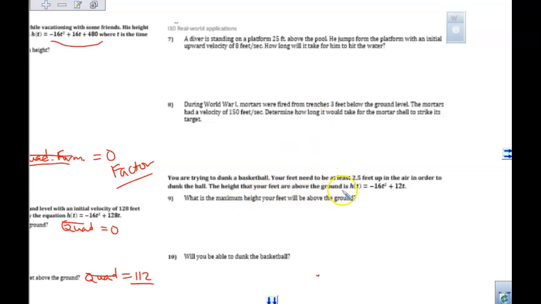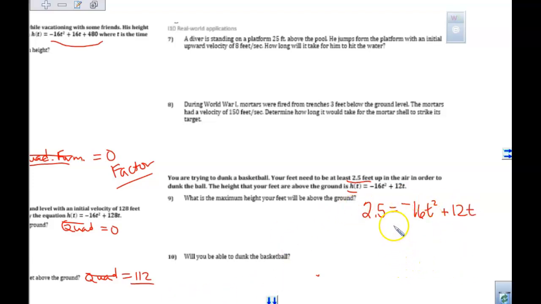So number 9 says that you're trying to dunk a basketball. You need to be at least 2.5 feet in the air in order to dunk the ball. So 2.5 feet is an important piece of information. And the height of your feet above the ground is h equals. So if we're trying to find that maximum, we are going to first set it equal to 2.5. So we're going to put 2.5, that's my h of t, equals negative 16t squared plus 12t, was our equation.